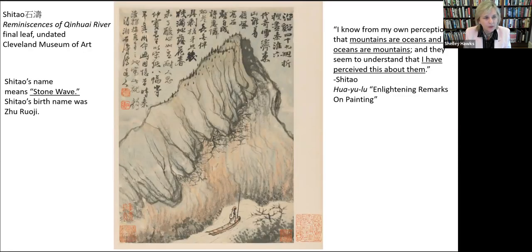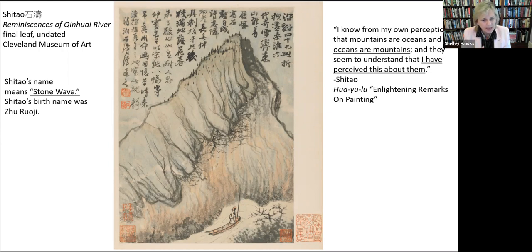Now, this is an important image by Shitao in the Cleveland Museum of Art. So Shitao's birth name was Zhu Ruoji, but he mostly went by other names, including Shitao, which literally means stone wave. Now, this painting seems to be a kind of stone wave. The mountain peak looks like a white cap with the foam folding over. The figure looks up at it as if communicating with it.